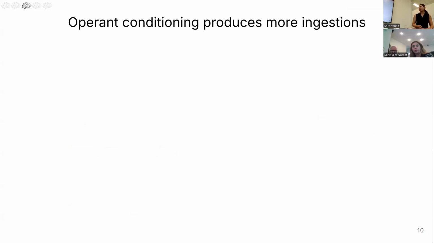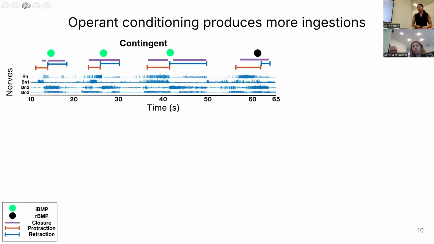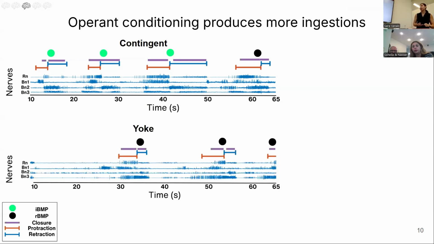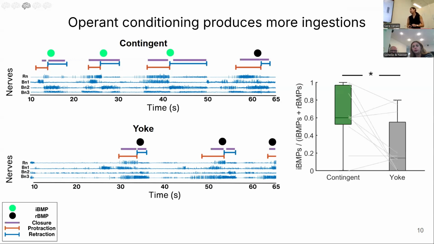So what he was able to do from the nerves is classify these different patterns. And in this image, you can see the contingent part of the pair, for one example, has 3 ingestion patterns in green, whereas its yoked pair had 0 ingestion patterns. So we wanted to see, across all of our 11 pairs, the fraction of ingestion patterns. On the left-hand side in green is our contingent, and the right is our yoked, where each gray line is denoting one pair.